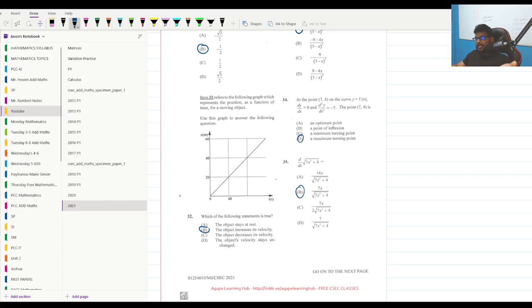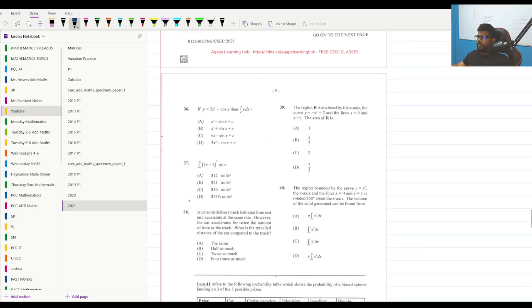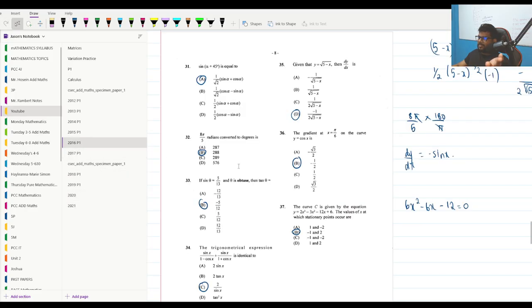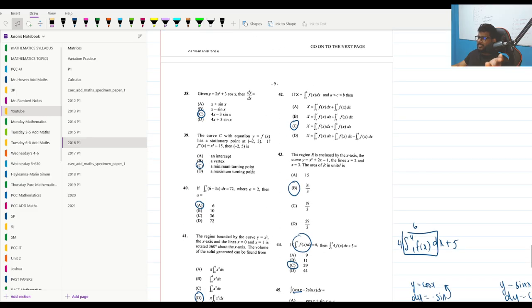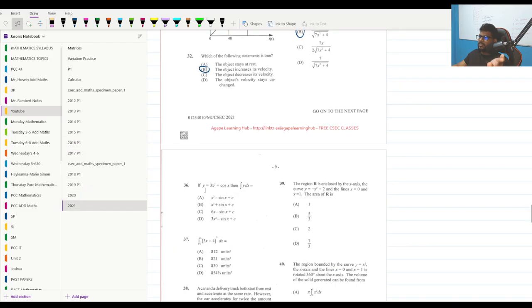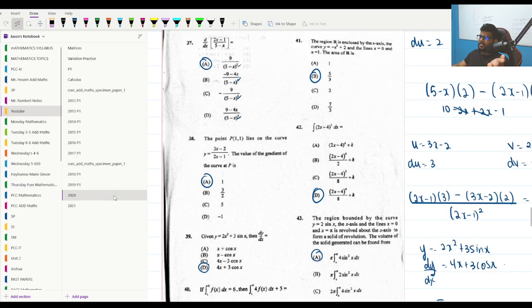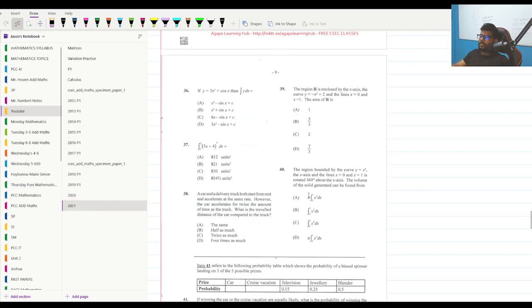Yet another repeat. This would probably have been from 2016. 2x squared plus 3 cos x. 3x squared plus cos x. Alright, so let me do the working. It's a repeat, but I changed the values, right?